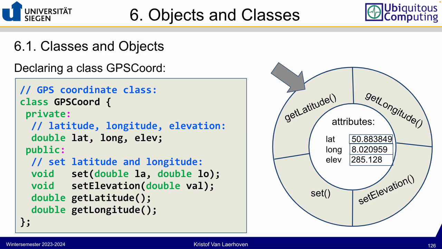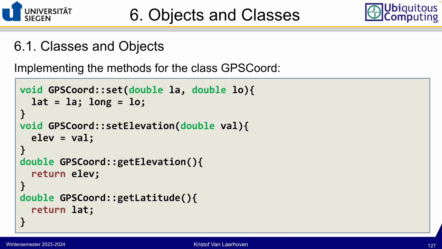But that is kind of how you say to C++, this is how this class is declared. And when we now define those functions, we basically have to do this at a later stage and say, we have a function set which belongs to the class GPS coordinate. That's why we have this particular notation. The same for set elevation, get latitude.